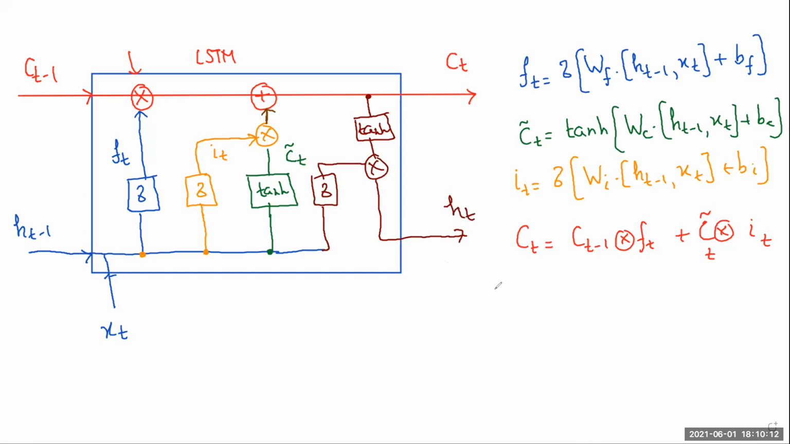Now let me write it and then I explain. So HT is actually, rather first let me write OT and then I write HT, because HT will be computed from OT. So OT, the output gate, is sigmoid of WO, exactly the same as the others, times HT minus 1 and XT, and of course some bias BO. So this is coming on this path, OT.